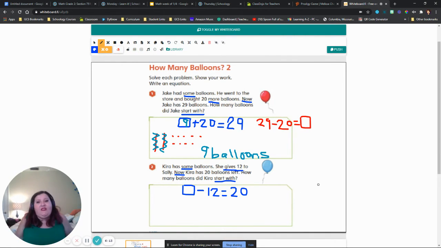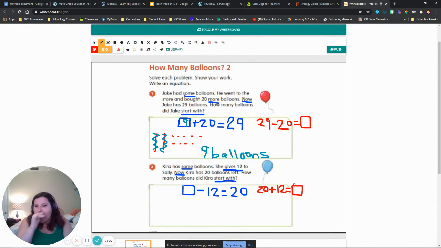Now, this is different from number 1. When we have an unknown start where the change is actually subtraction, in order to find that start, we have to actually add the change and the result together. The change and result together will give you the starting amount. Remember, Kira gave 12 away. We end up with 20. If we gave 12 away, our number has to be greater than 20. So we need to actually add this. Let me change my color again so you can see what I'm doing. What I'm actually solving is 20 plus 12.